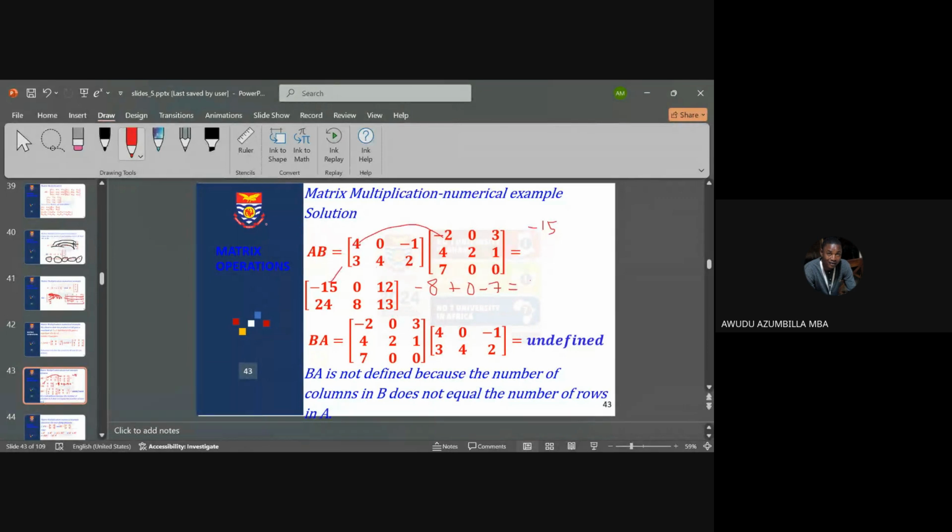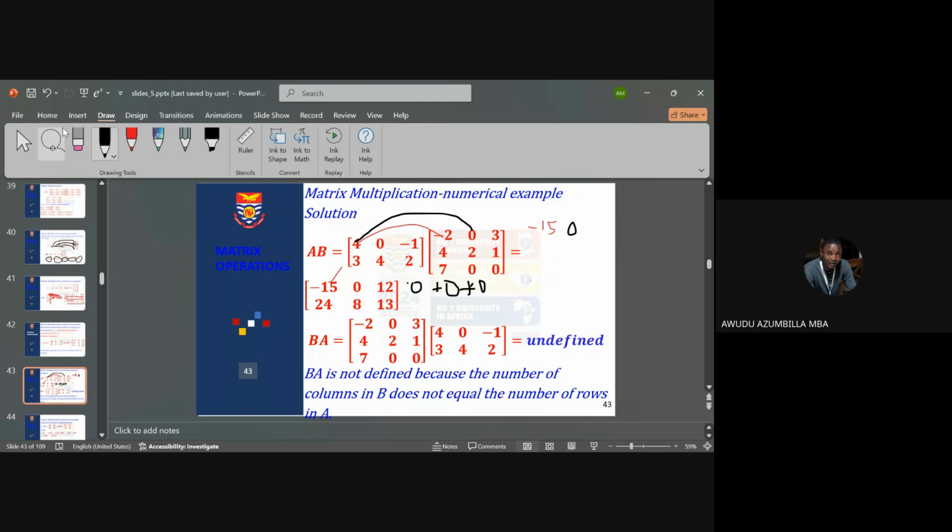Then again, you take the same row and multiply by the second column. Here you are going to get 4 multiplied by 0, which gives 0, plus 0 multiplied by 2, which gives 0, and then 1 multiplied by 0 gives 0. All of them give 0. So the second one we have is 0.